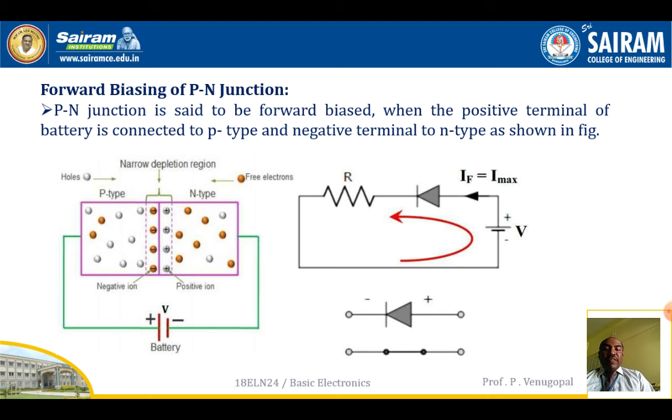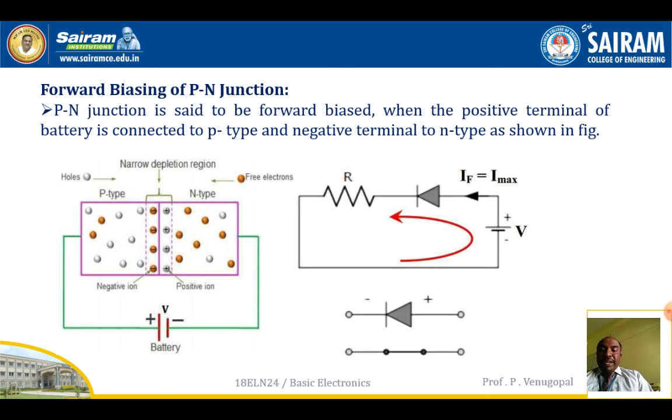The next type is forward biasing of the PN junction. A PN junction is said to be forward biased when the positive terminal of the battery is connected to the p side and the negative terminal of the battery is connected to the n side. So observe the figure. There are two materials, p-type and n-type, and in between, the depletion region is there. The positive polarity of the battery is connected to p-type and the negative polarity is connected to n-type.